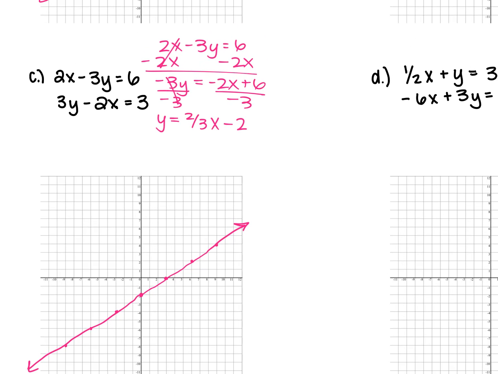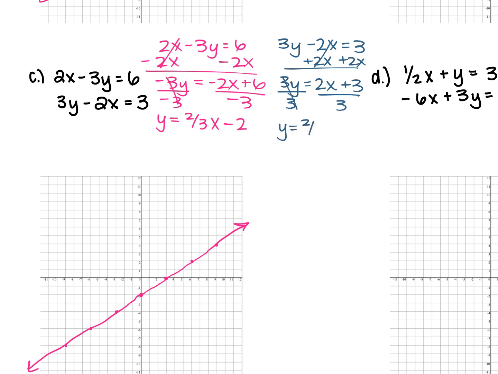From here, we're going to take that second equation, which is the 3y minus 2x is equal to 3, and solve it for y. So this one, we're going to move the 2x over by adding it to both sides. That gives us 3y is equal to 2x plus 3. Then we divide each side by the 3, and we have y is equal to 2/3 x plus 1.